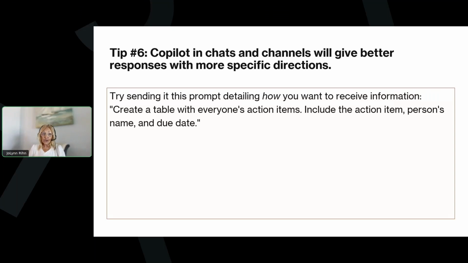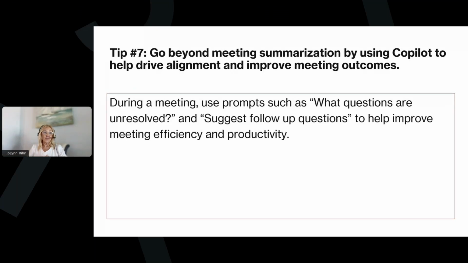Copilot in chats and channels will give better responses with more specific direction. So create a table with everyone's action items, include the action items, the person's name and the due date. Give it that detail. Don't just go to a channel in a team, go to create a new post and say create a table. It's not going to understand what you're trying to get out of it. It does not read our minds. As of today, Copilot does not read our minds. We have to give it the information.